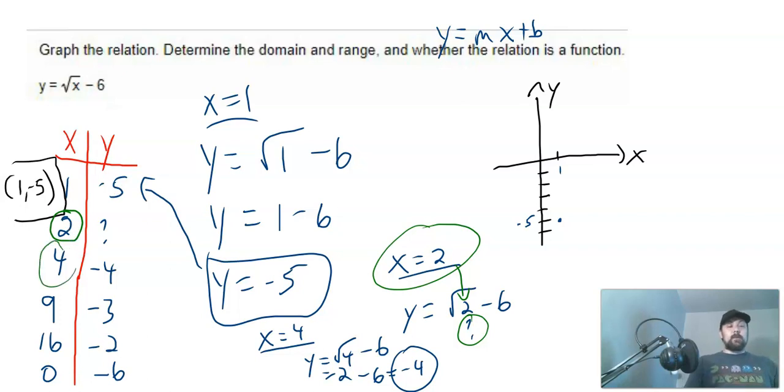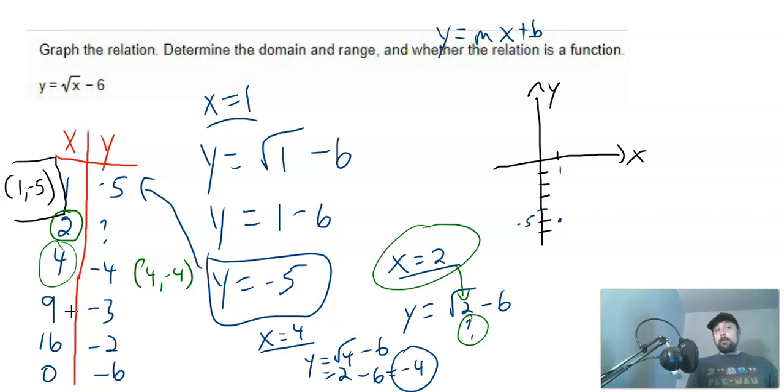Your next best choice would have been 4. So choose 4 for x, plug that into the equation. Square root of 4 gives you 2, right? It simplifies nicely, and then 2 minus 6 gives you negative 4. And so you get the point (4, -4). But other good choices would have been 9, 16, 25.